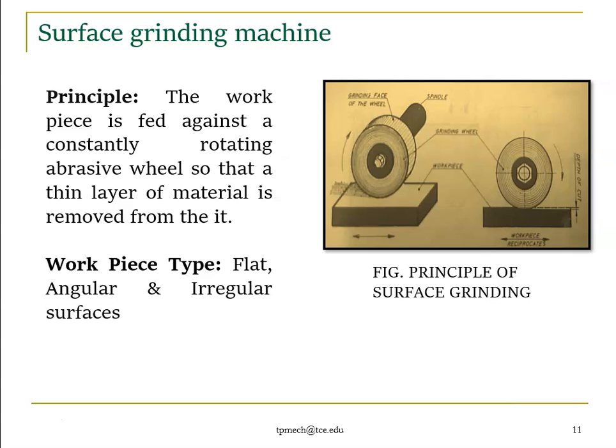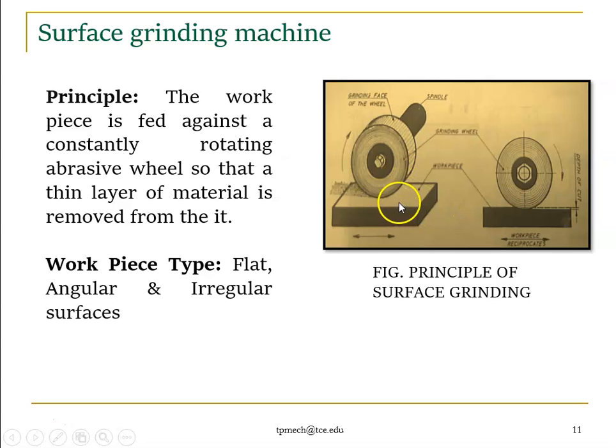So the surface grinding machine, the working principle is common to a traditional grinding machine. The workpiece is fed against a constantly rotating abrasive wheel so that a thin layer of metal is removed from it, right? The workpiece has a reciprocating motion, but the tool has a rotary motion. So the workpiece is fed against a constantly rotating abrasive wheel so that a thin layer of metal is removed.